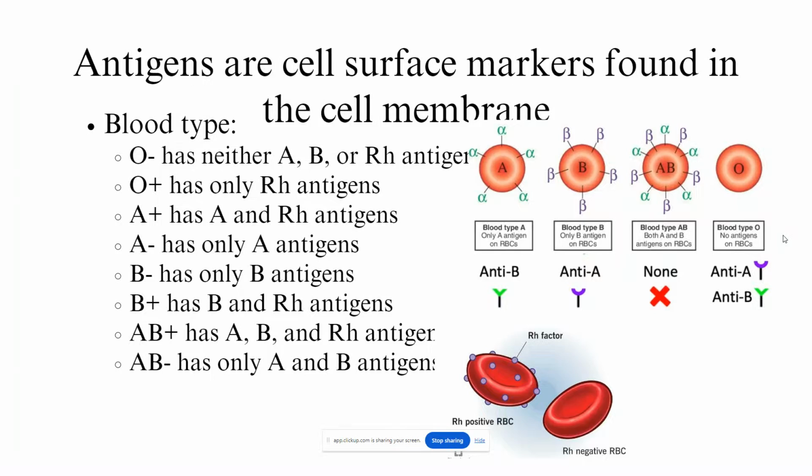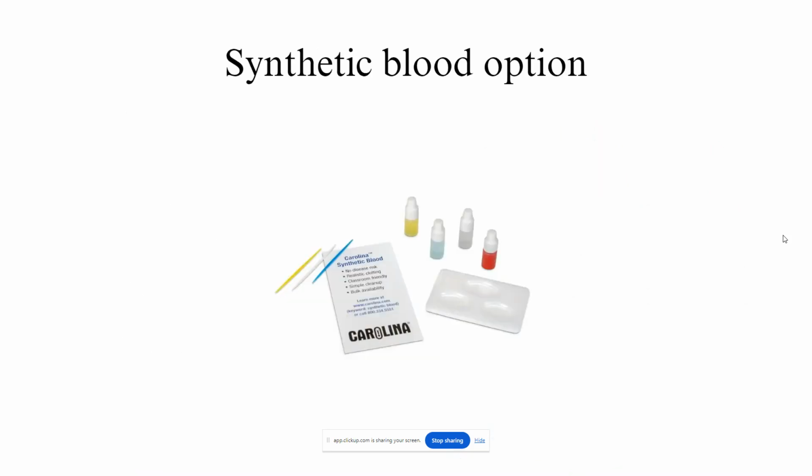If you need to review which antigens are on which cell, again, antigens are found on the surface of red blood cells, this is a great study slide. So for example, A positive has A and Rh antigens, whereas A only has A antigens. Keep in mind that Rh is an extra antigen, and being negative for it means you don't have it. There is not a negative Rh antigen.